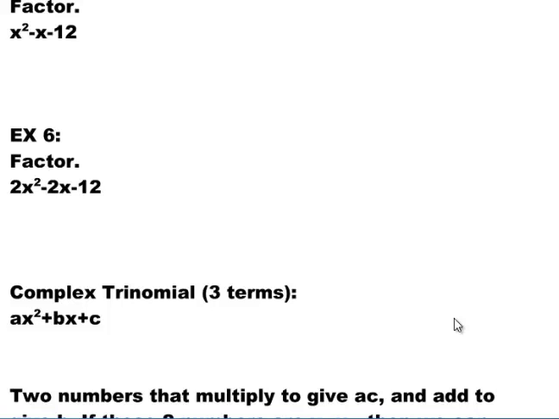So we have to find two numbers that multiply to negative 12 and add up to negative 1. Those two numbers are negative 4 and 3. Because negative 4 times 3 is negative 12, and negative 4 plus 3 gives you negative 1. So I can write this one as x minus 4 times x plus 3. If you expand this one, you get x squared plus 3x minus 4x minus 12. Minus 4x plus 3x gives you minus x, which is given here.